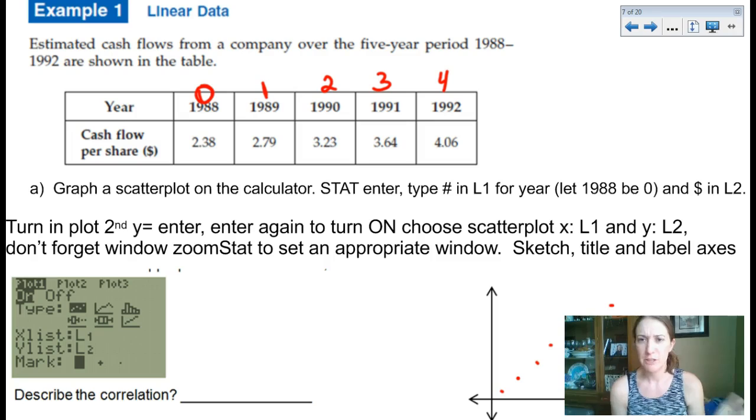All right, so you sketch them. If this was homework, feel much better than I just did, and describe the correlation coefficient. It was very strong, so I wouldn't mind if you even put the word very there. Very strong, positive correlation.